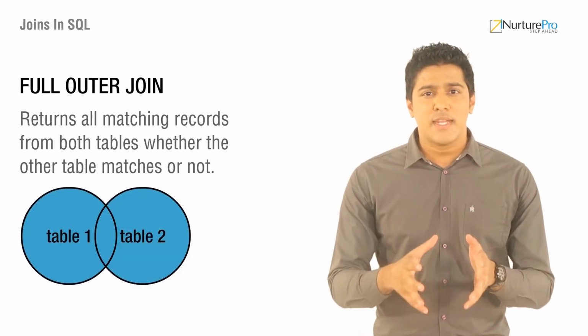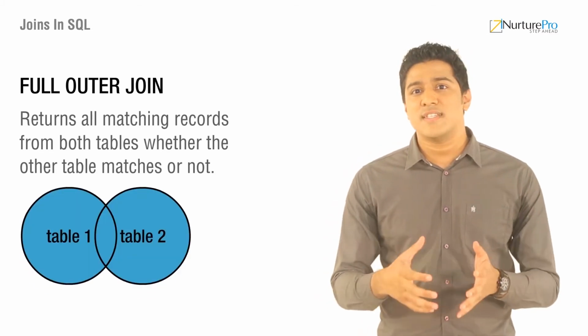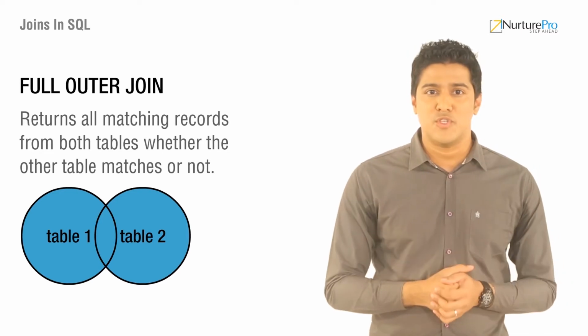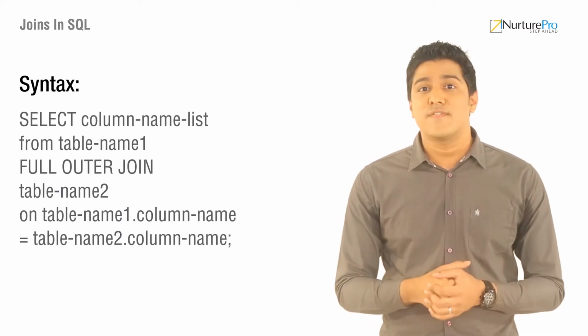So far, we have seen left outer join and right outer join. Now let us see the results of full outer join. Full outer join returns all matching records from both tables whether other table matches or not. Full outer join is also known as full join. The shaded part in the Venn diagram represents the outcome of full outer join. The syntax for full outer join is shown on screen.